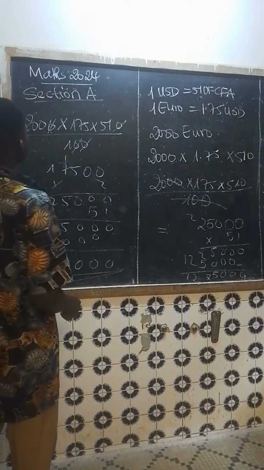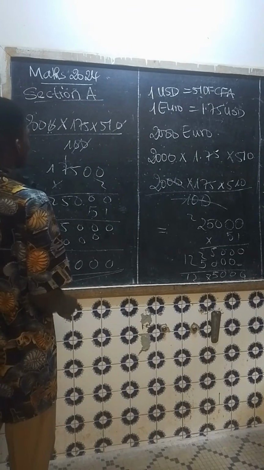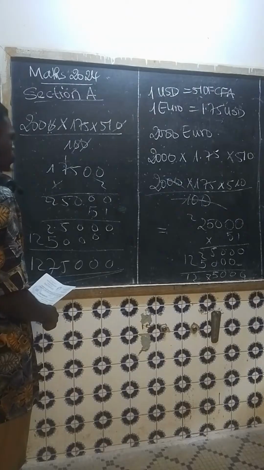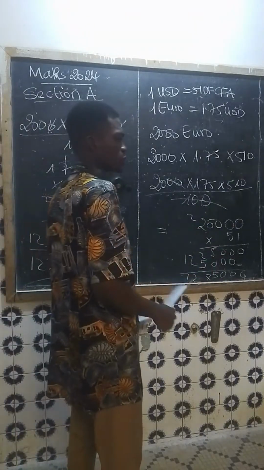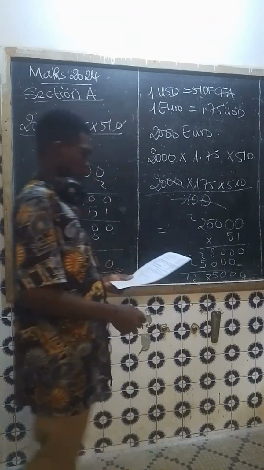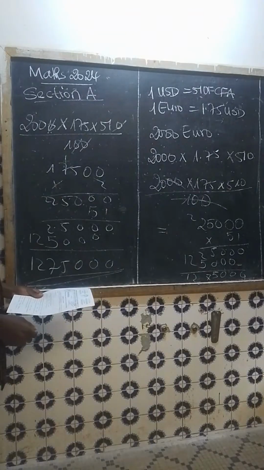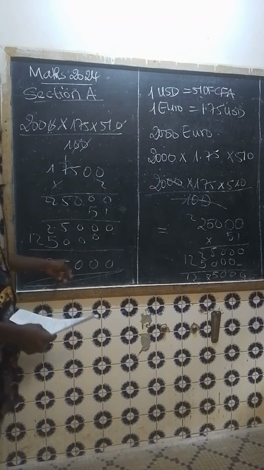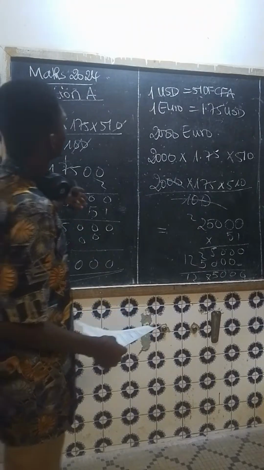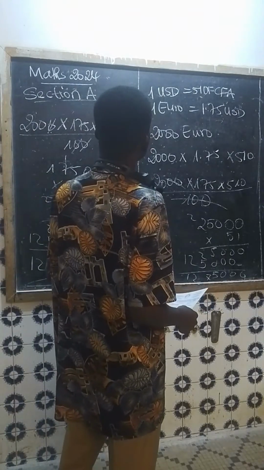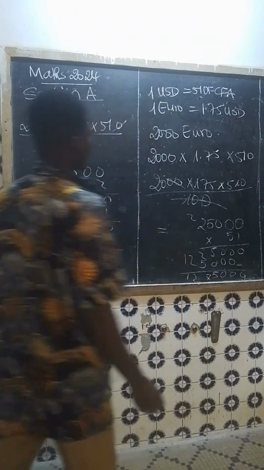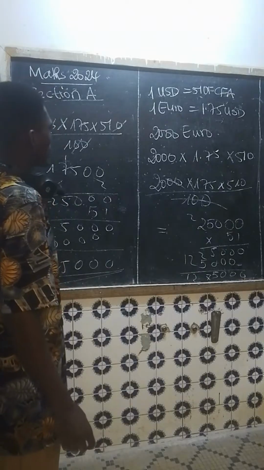So let's talk about it small, small. Take 51 times 25,000. It will give 1 million. Then the problem is with the 25,000. Okay. So take 175 times 200.